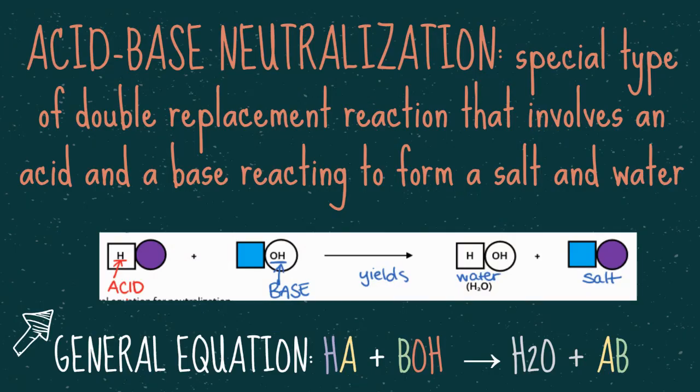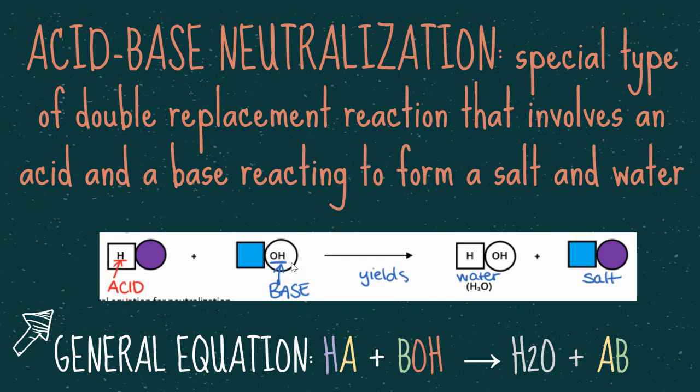We're going to move on and talk about acid-base neutralization. It's a special type of double replacement reaction that involves an acid and a base reacting to form salt and water. So acids and bases, all you need to know for now is that acids generally start with an H in front of them. So if you see H with another element and it's not water, it's probably an acid. And if you see an element that ends with an OH group, that's going to be called a base.